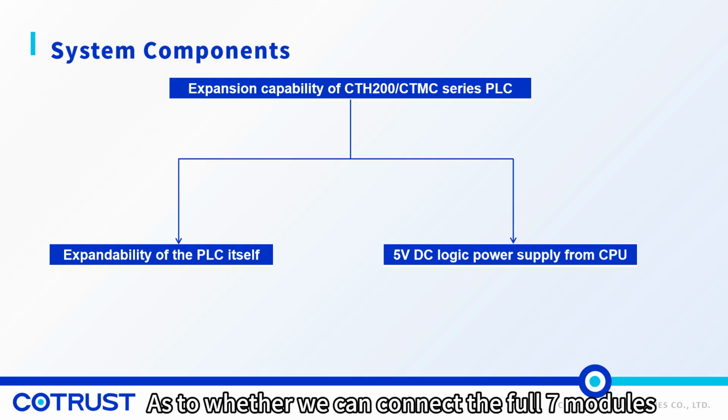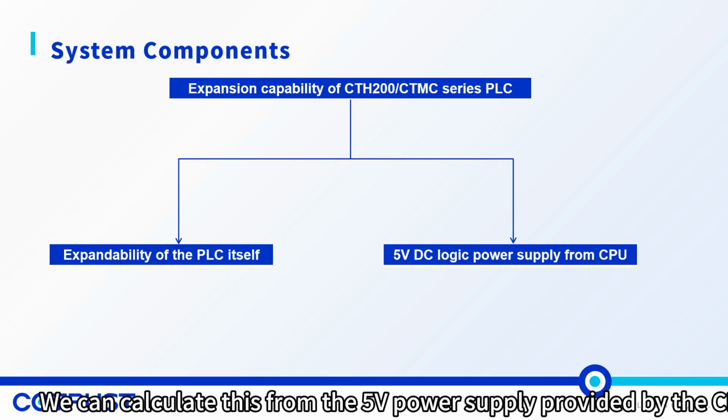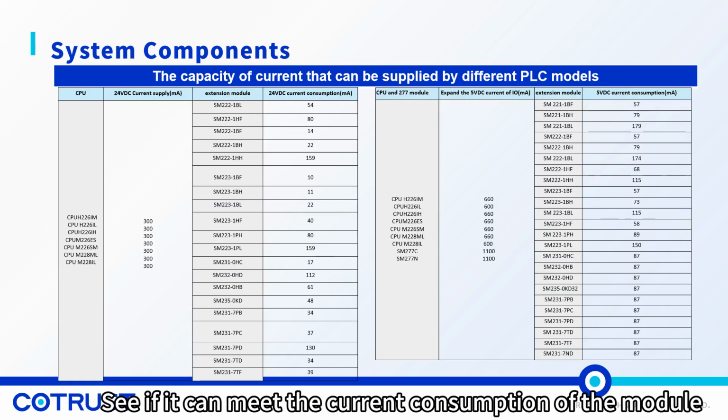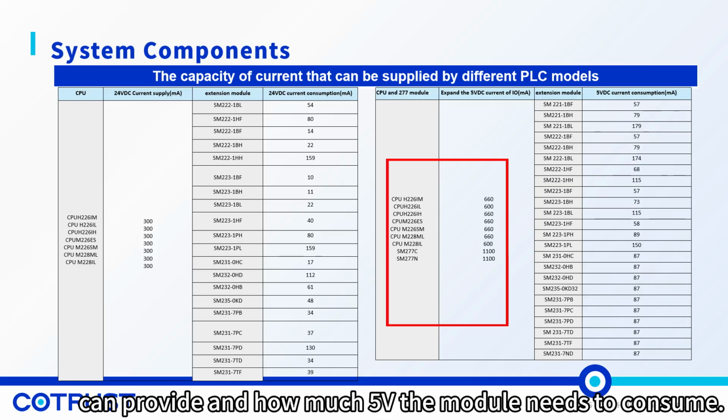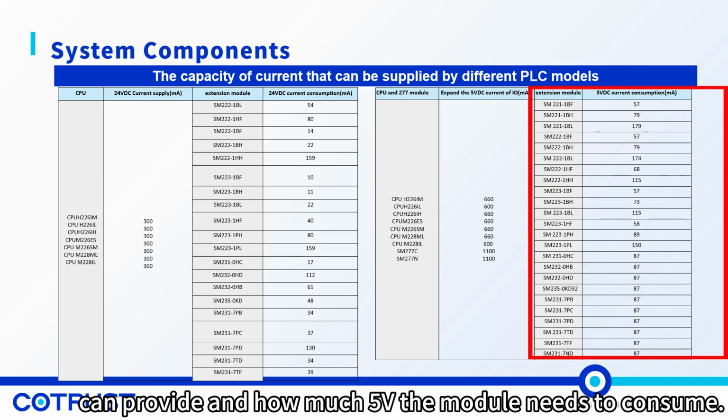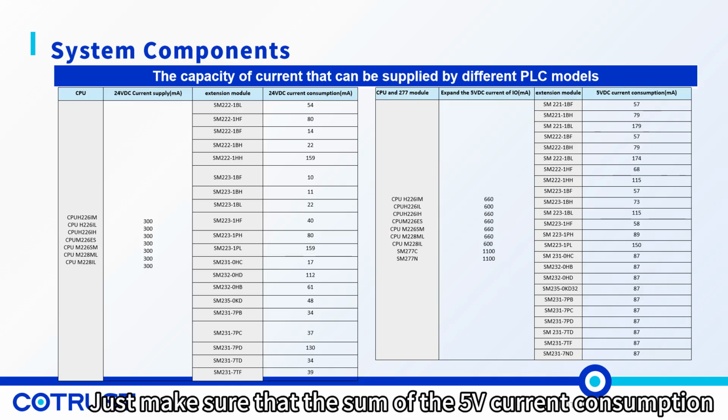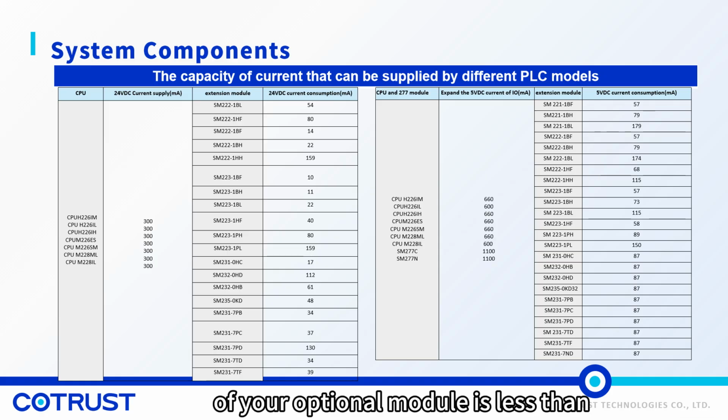As to whether we can connect the full 7 modules, we can calculate this from the 5 volts power supply provided by the CPU. See if it can meet the current consumption of the modules. You can use this table to see how much 5 volts current the PLC can provide and how much 5 volts the modules need to consume. Just make sure that the sum of the 5 volts current consumption of your optional modules is less than the 5 volts current provided by the PLC.